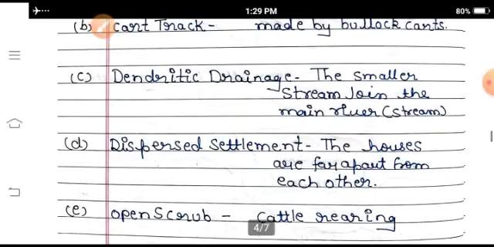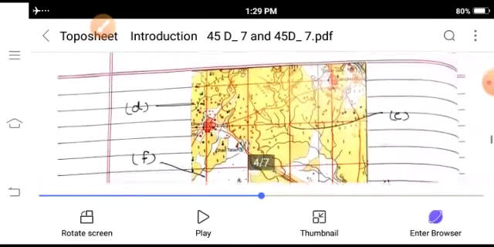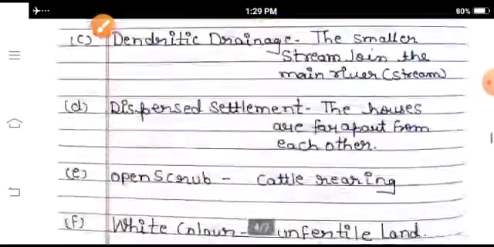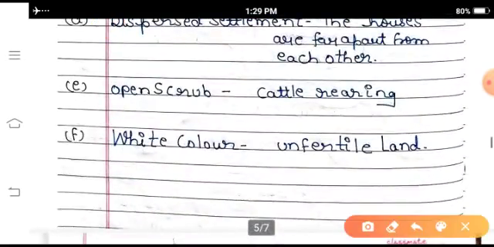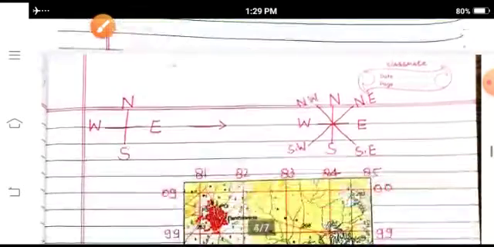Dispersed settlement: the houses are far apart from each other. A number of houses which are very far from each other show the dispersed settlement. Open scrub means cattle rearing, and white color shows unfertile land.